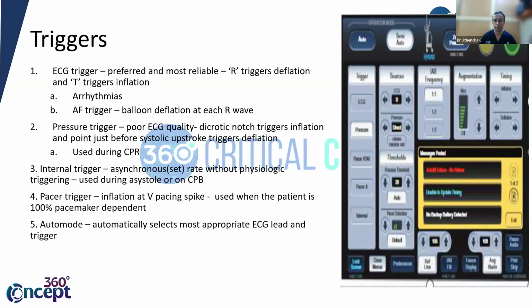You have an IABP machine. You are still preparing to start CPR. So at that time you can put it into internal trigger mode. Usually it will be set at a rate of 80. So 80 beats will be supported. 80 times the balloon will inflate and deflate.